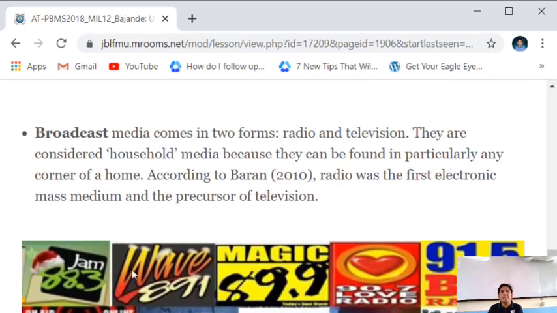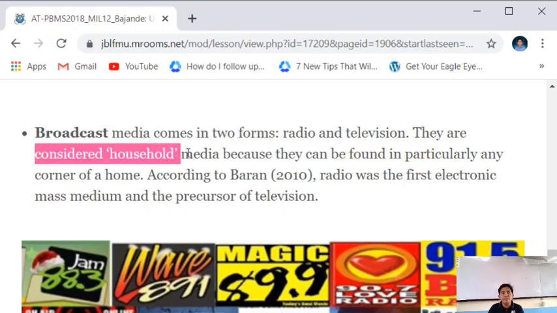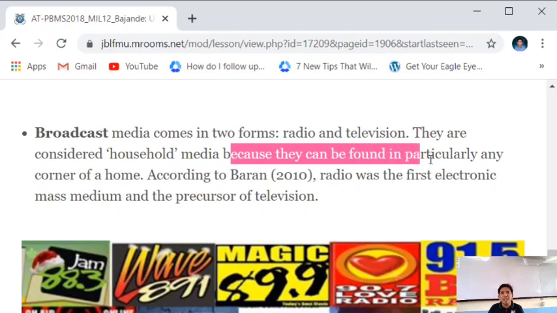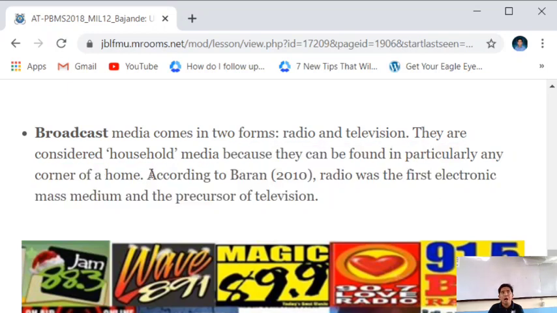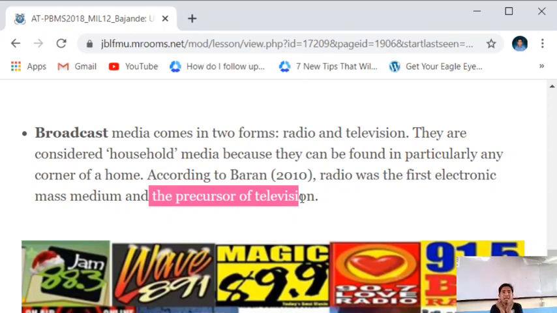Next is the broadcast media, okay? Broadcast media comes in two forms, the radio and television. So take note of this. They are considered household media because they can be found in particularly any corner of a home. According to Baran, radio was the first electronic mass medium and the precursor of television. As what I've said, Balaklas, sa previous ng mga video, we cannot separate, Balaklas, ang influence of one medium or ang different or ang mga nauna nga mga media sa gina-develop ng mga media today. Okay?